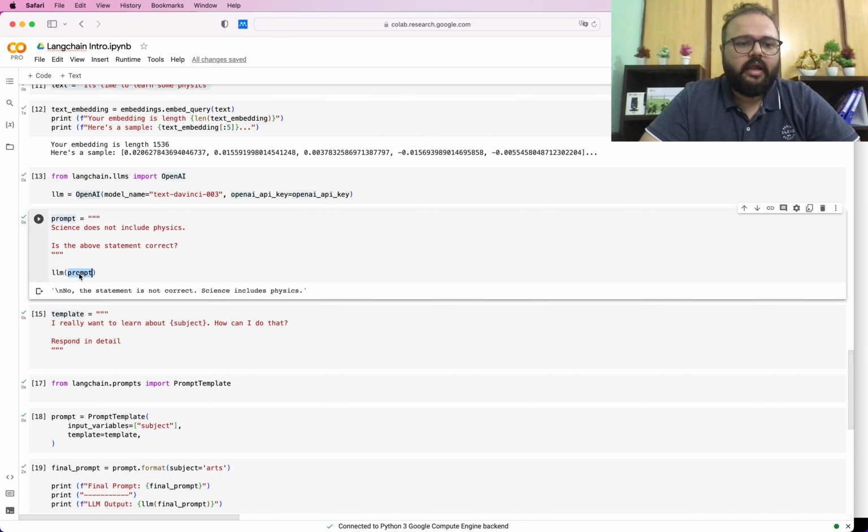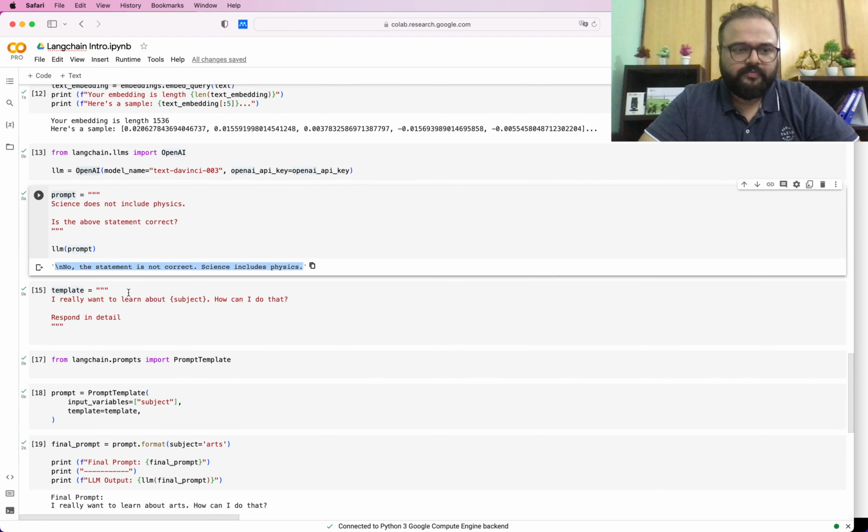So here I am doing that. I give the LLM the prompt as input, and the answer is, "No, the statement is not correct. Science includes physics." So it gave us a very compact and real statement, and you know that this is correct. So our LLM is ready to do some critical thinking. Of course, if we want it to do a lot more than that, then we have to instruct it in really creative ways. So let's see what a template is.